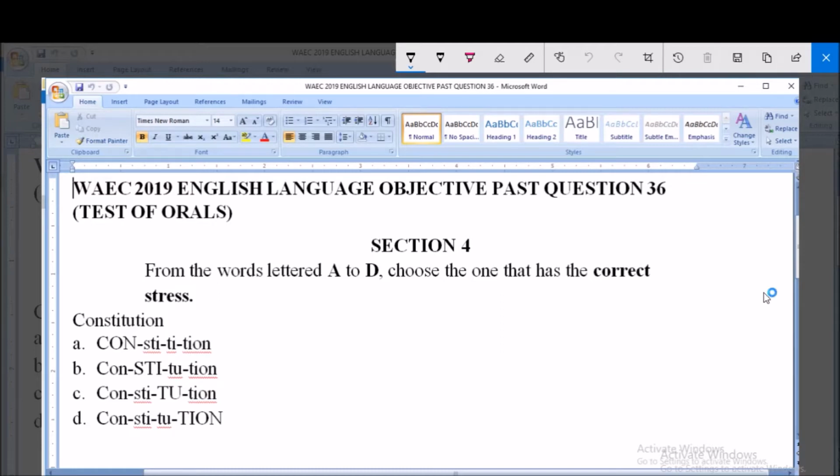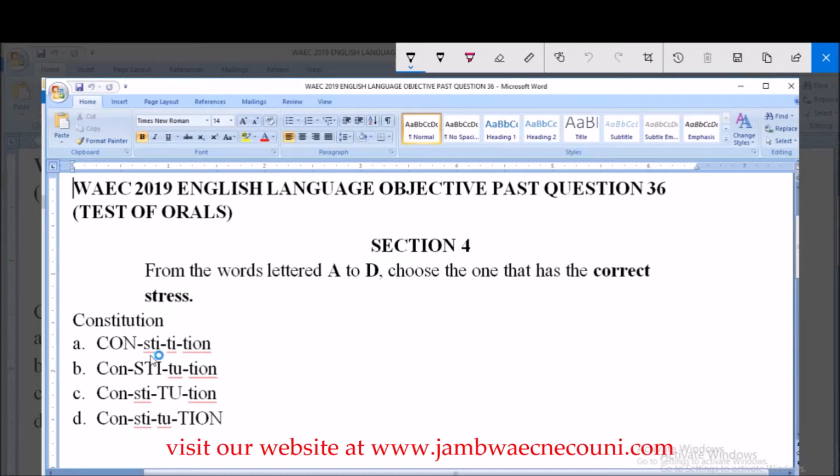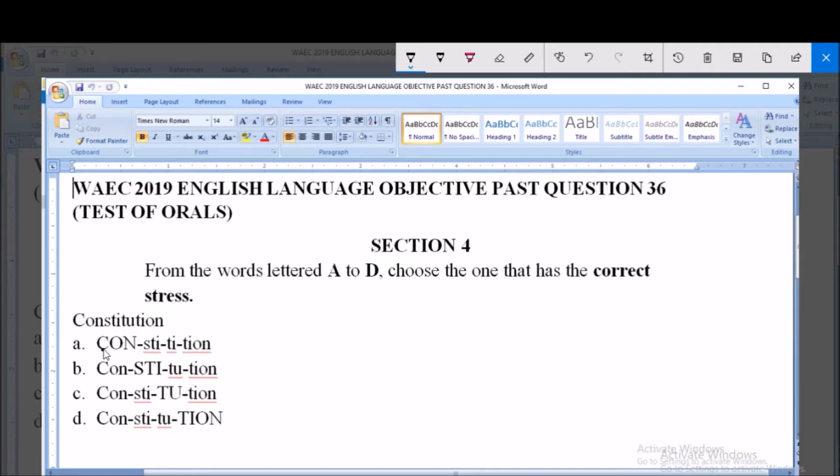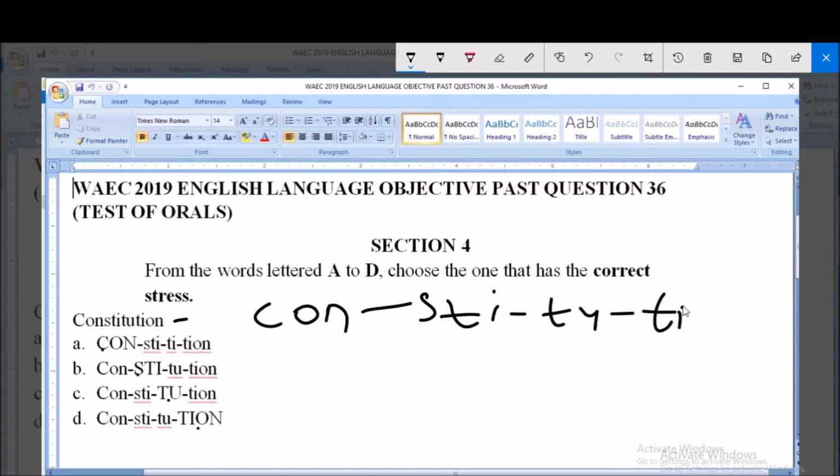So A, you have the word constitution with the stress on the first syllable. B, you have the stress on the second syllable. C on the third, and then D on the last syllable. So like we've rightly said, the word constitution has 4 syllables. So constitution, that is 4 syllables.